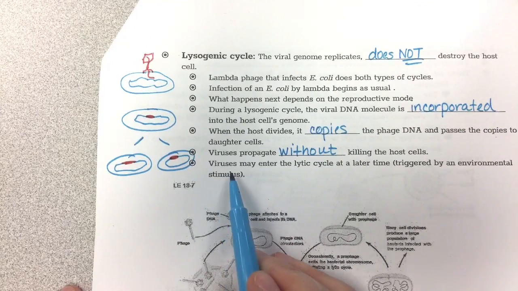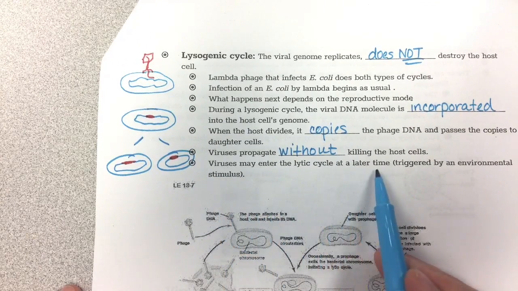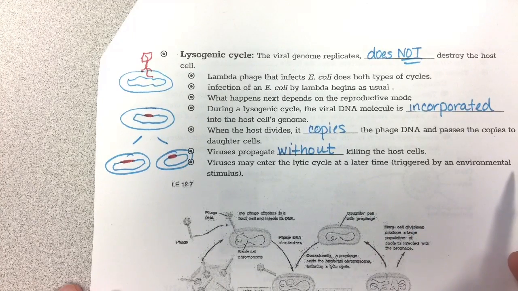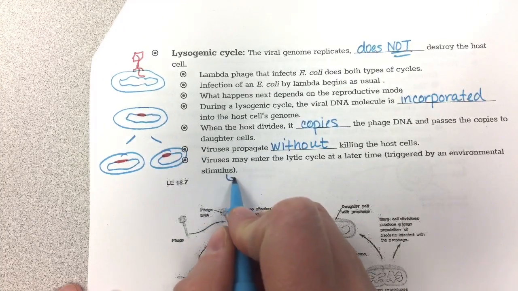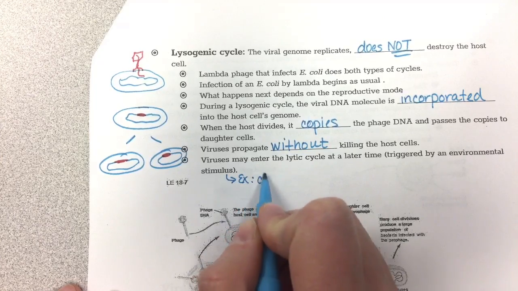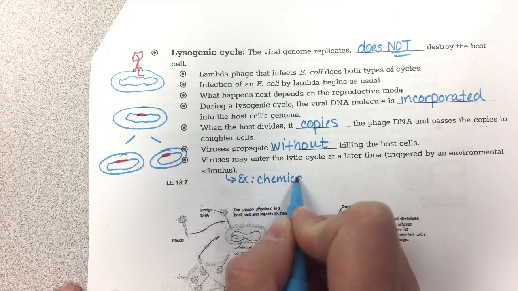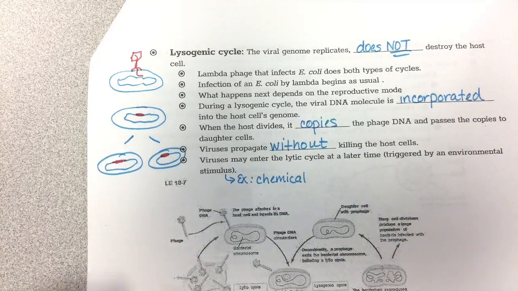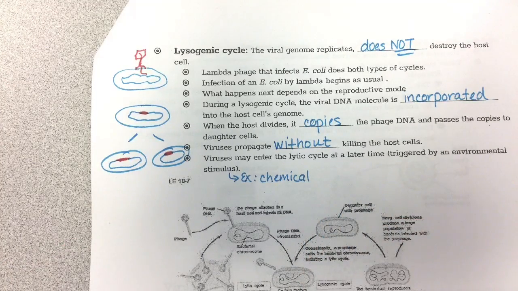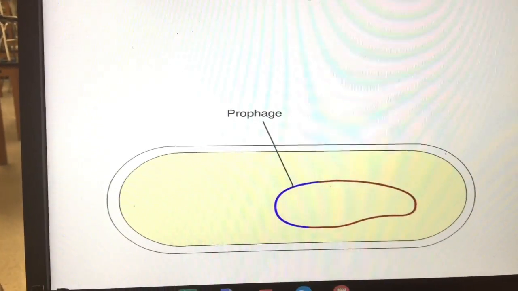So this is where it says the viruses may enter the lytic cycle at a later time, usually triggered by an environmental stimulus. An example could be chemicals in the environment that might trigger it, a different pH, something like that. And so I want to show you another video, a little animation, about the lysogenic and lytic cycles and how they relate. Okay, so let me hit replay here.